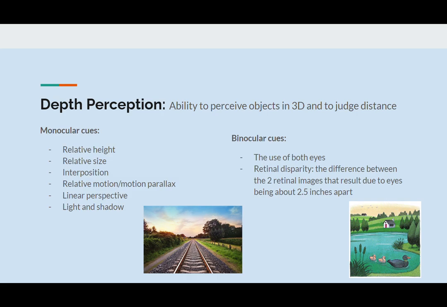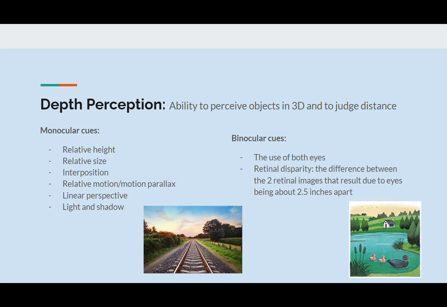So monocular cues are available to either eye alone and include relative height, which is that we perceive objects that are higher to be farther away from us. So in this image at the bottom right corner, it looks like the house is farther away because of this monocular cue. By the way, this image is courtesy of Mickey and Marisa.